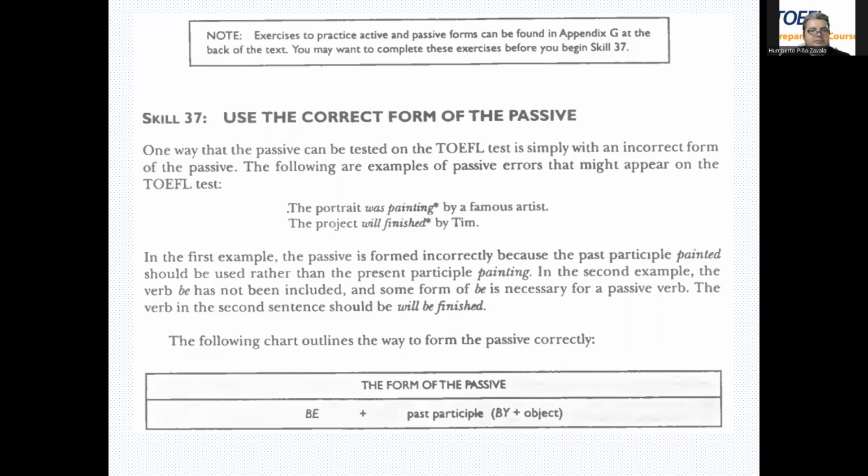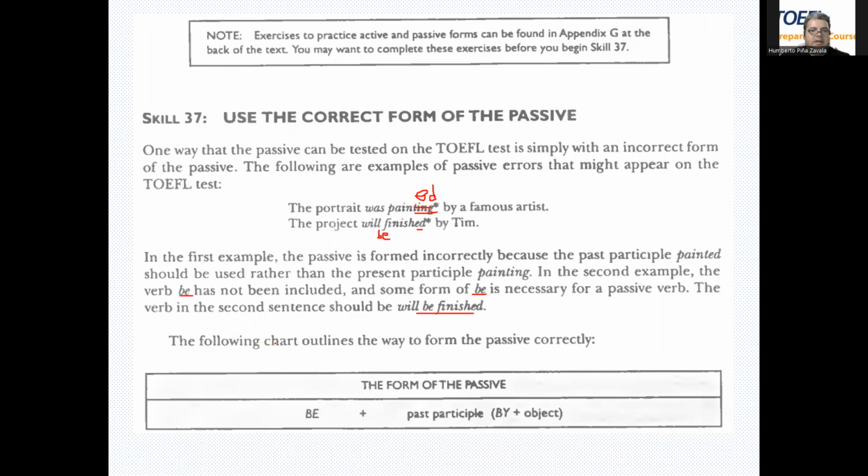In the first example, the passive is not formed correctly because the past participle painted should be used rather than the present participle painting. This is incorrect. It should be painted. In the second example, the verb be has not been included, and some form of be is necessary for a passive verb. So the project will be finished by Tuesday. The verb in the second sentence should be will be finished.